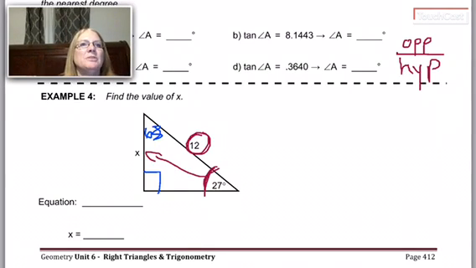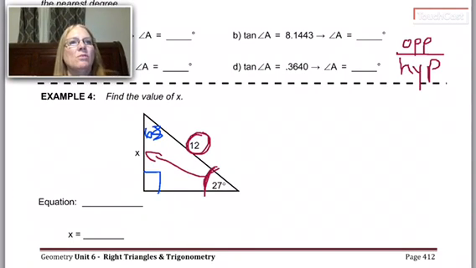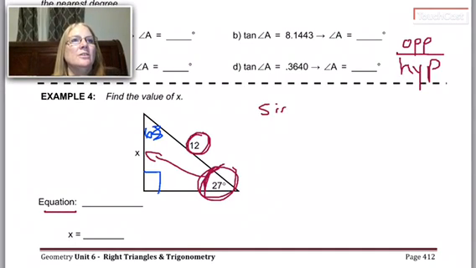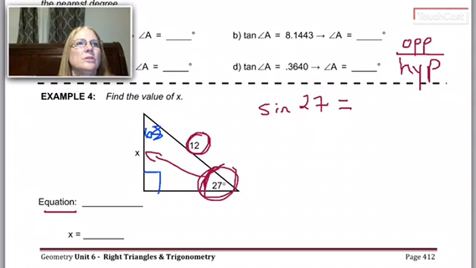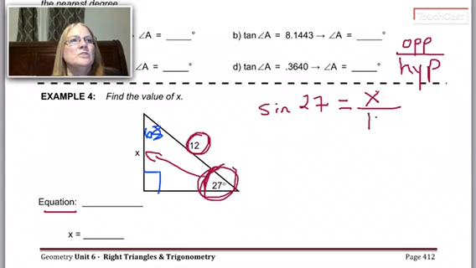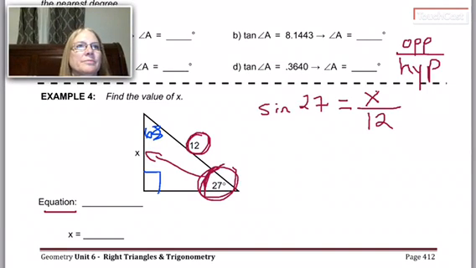So x is opposite, and the measure I have is the hypotenuse. So which of our trig functions uses opposite and hypotenuse? Well, that is sine. So when we write our equation, we're going to say the sine of some angle. Well, the sine of this angle right here. So our equation is the sine of 27 degrees, you don't have to put your degree symbol here, is equal to the opposite, which is x, over the hypotenuse, which is 12. That is your equation. So when asked for the equation, that would be the equation you write.